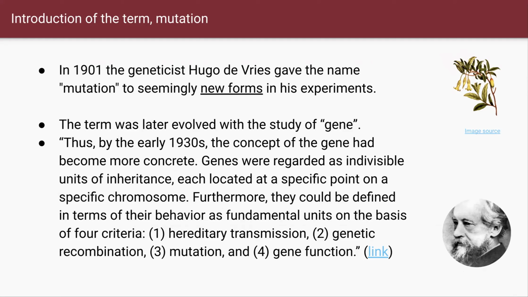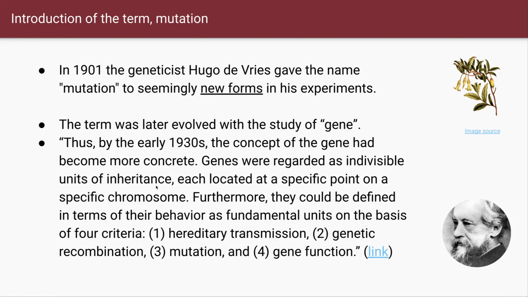So when he saw the new forms of flowers, he thought they were probably a new species, and that situation had to be described in some way, so he called it mutation. This term later evolved with the study of genes. In the early 1930s, the concept of the gene had become more concrete because of Thomas Morgan, right? And genes were regarded as indivisible units of inheritance.